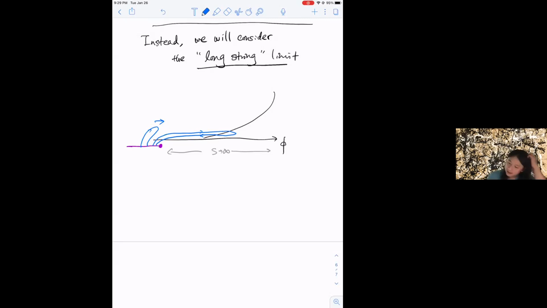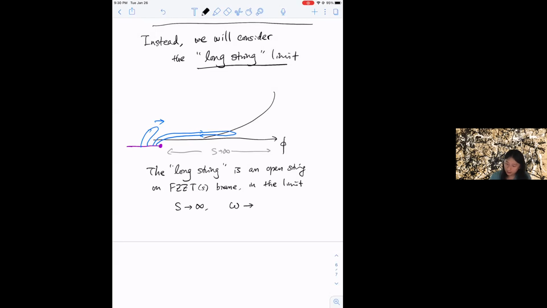All right, so to be precise, the long string is an open string on the FZZT brane in the limit where s goes to infinity, and the open string energy also goes to infinity, such that omega minus 2s, which I'll define to be the quote unquote renormalized energy, is held finite.